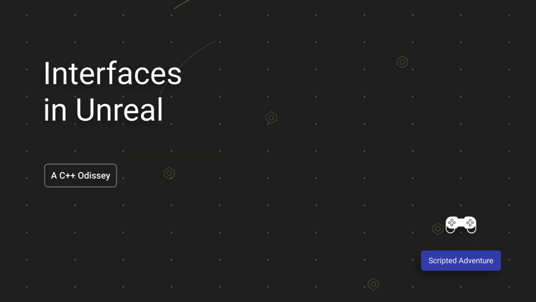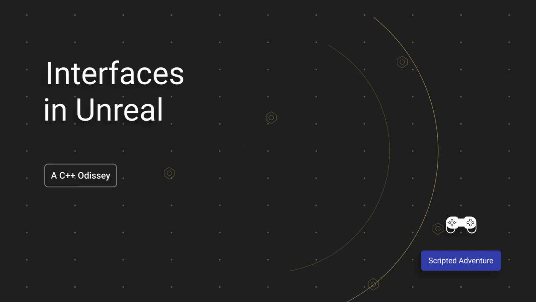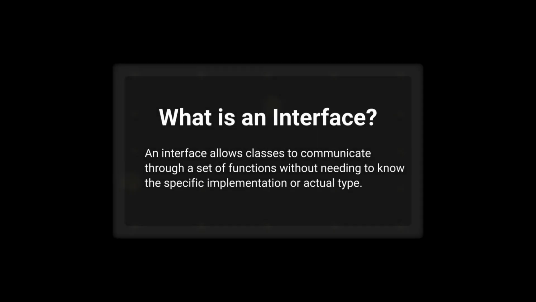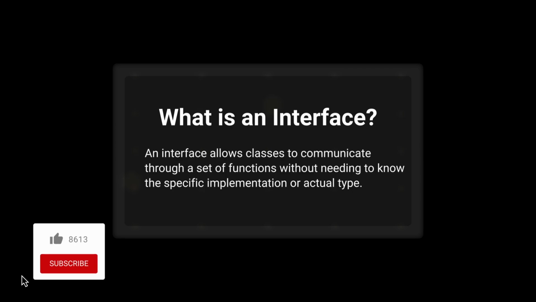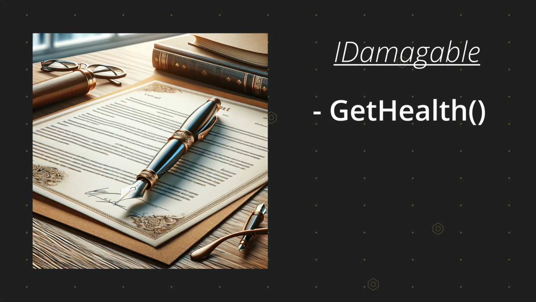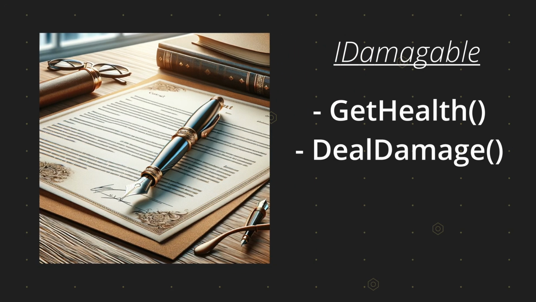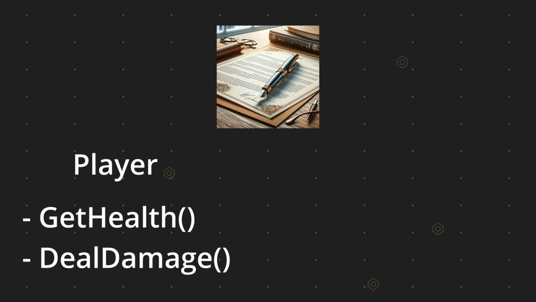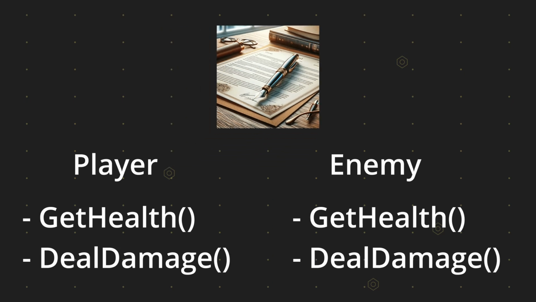Hello there! Are you interested in utilizing interfaces in your Unreal game, but feel uncertain about how and when to apply them? Let's explore this topic in this video. Interfaces essentially are a collection of functions that classes must implement if they choose to adopt the interface. Think of an interface as a contract. It specifies functions, and any class that wishes to implement the interface must fulfill this contract by incorporating these functions.